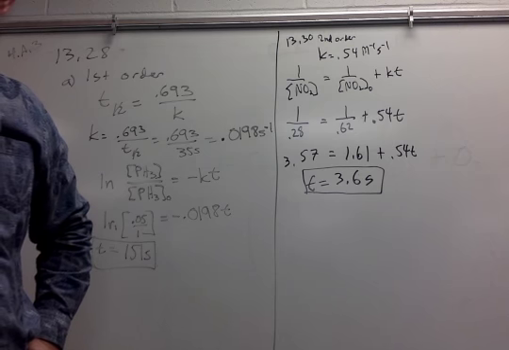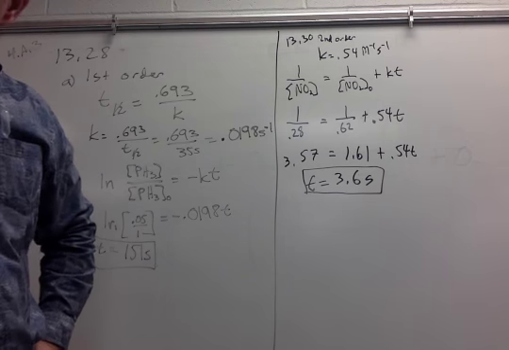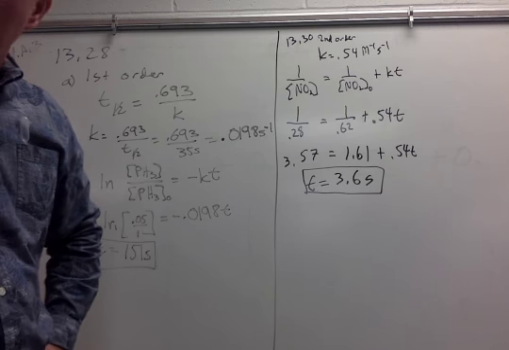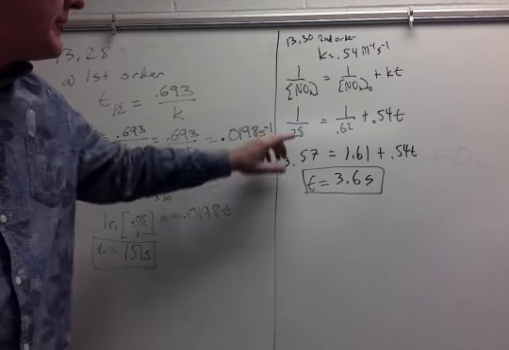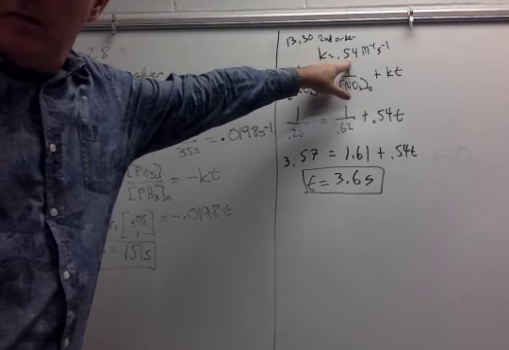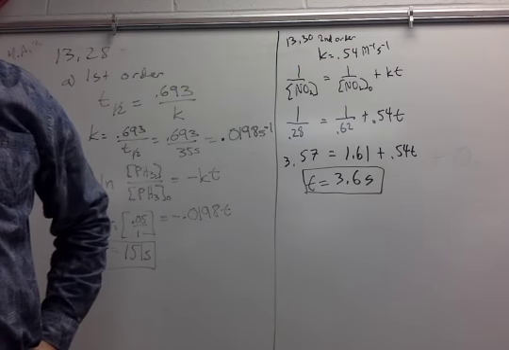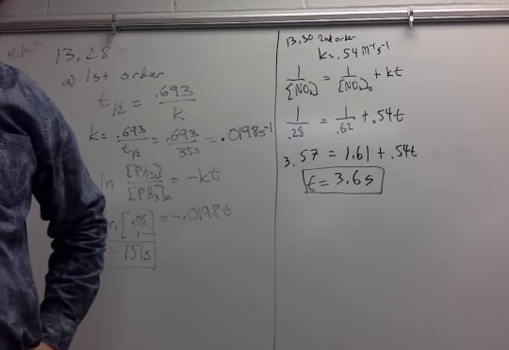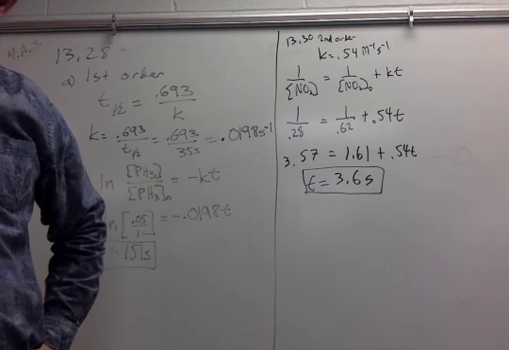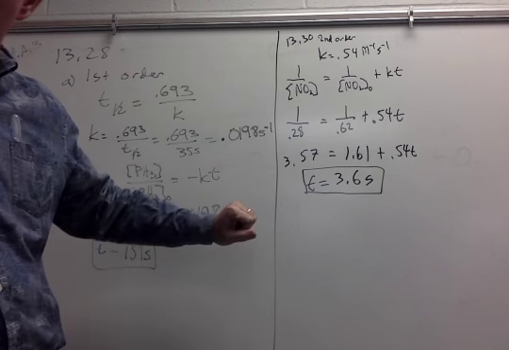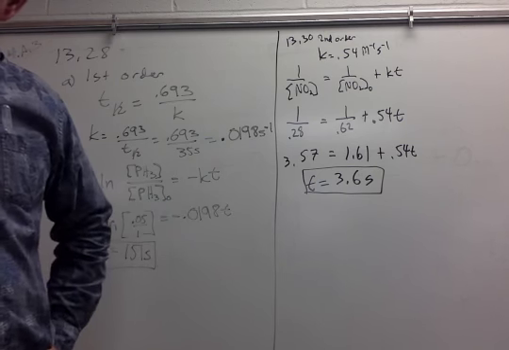Over here, 13.30, we have a rate constant for a second order reaction that has two nitrogen dioxides making two nitrogen monoxides plus oxygen. They tell us it's second order, and the k value is 0.54 molarity to the minus 1, seconds to the minus 1.